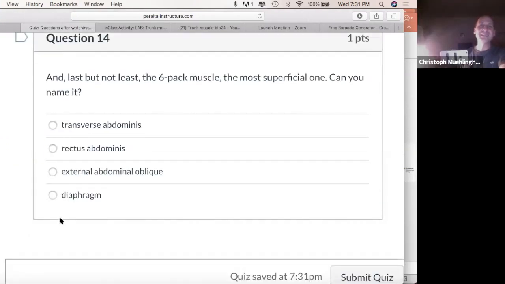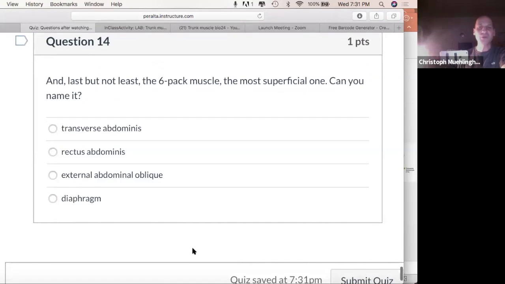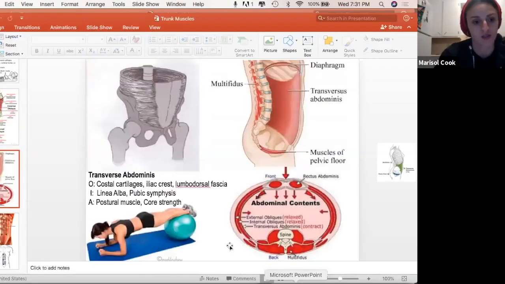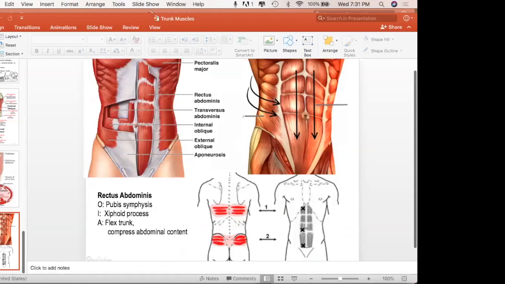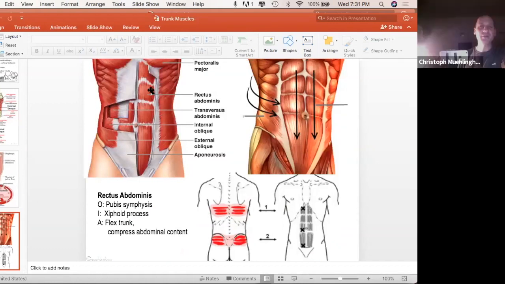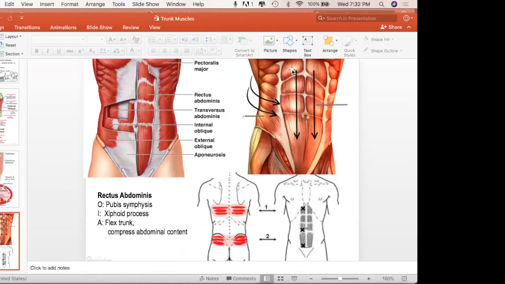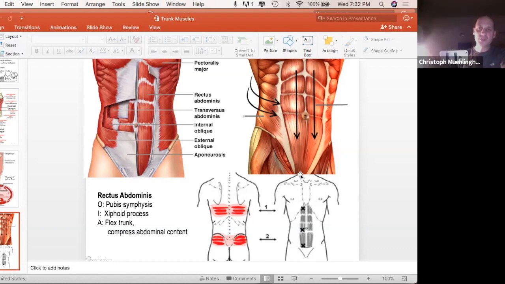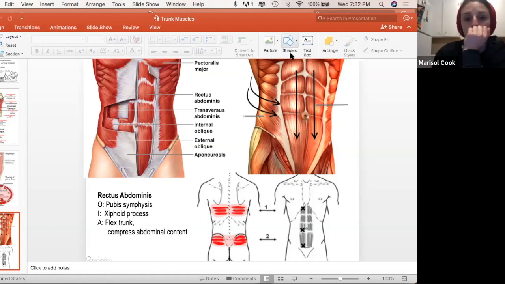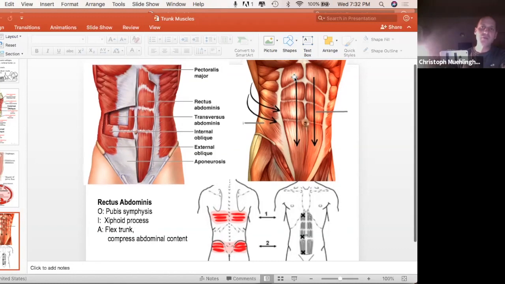And lastly, look at that. What's the six-pack muscle called? The rectus abdominis. That's the one everybody wants to show off. What's interesting is that the first part goes from the pubic symphysis to the belly button, and then a few more sections go all the way up to the rib cage. These inscriptions, the tendons going across, make all these sections individual muscles.